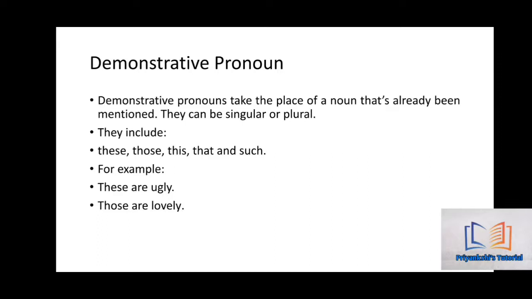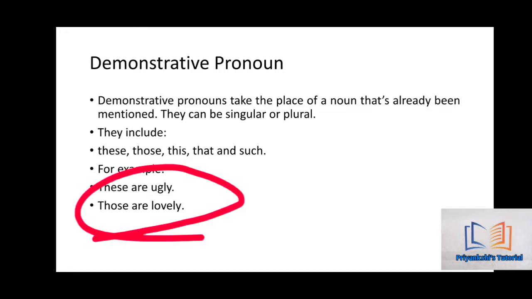Here we come to demonstrative pronoun. Demonstrative pronouns take the place of a noun that's already been mentioned. They can be singular or plural. They include this, these, those, that and such. For example, in a sentence, these are ugly. Those are lovely.